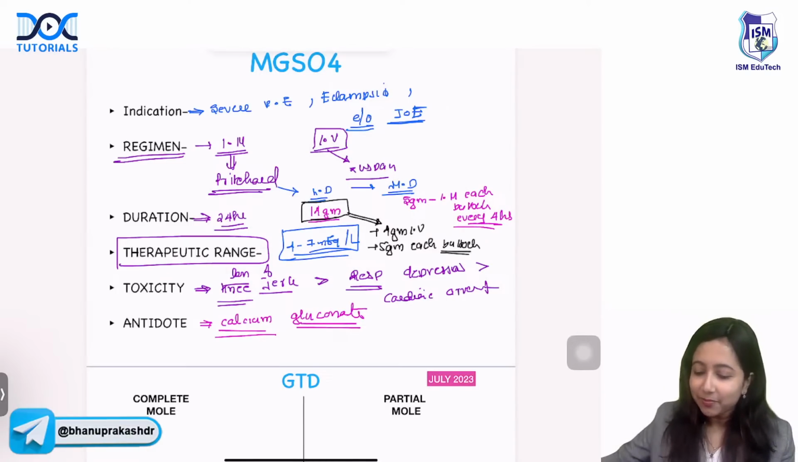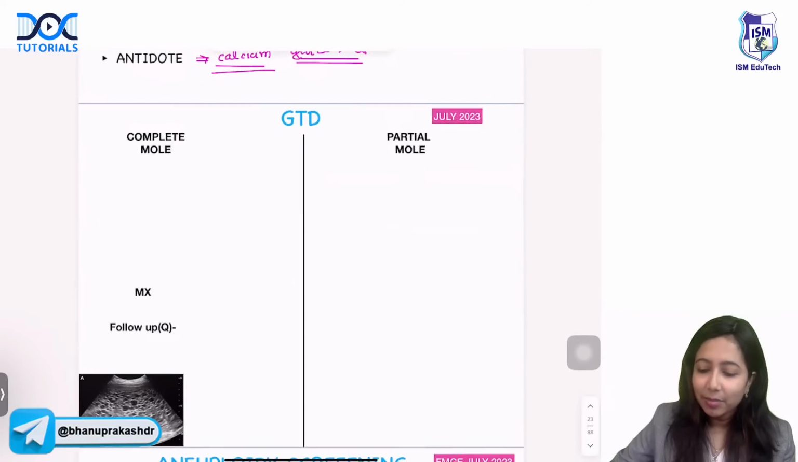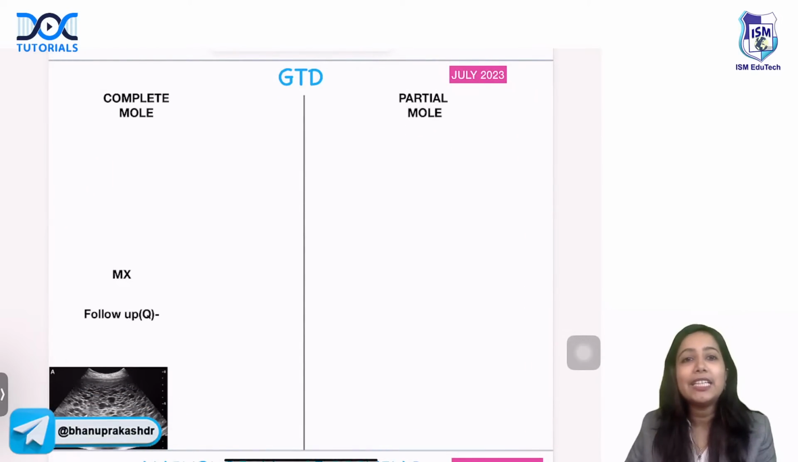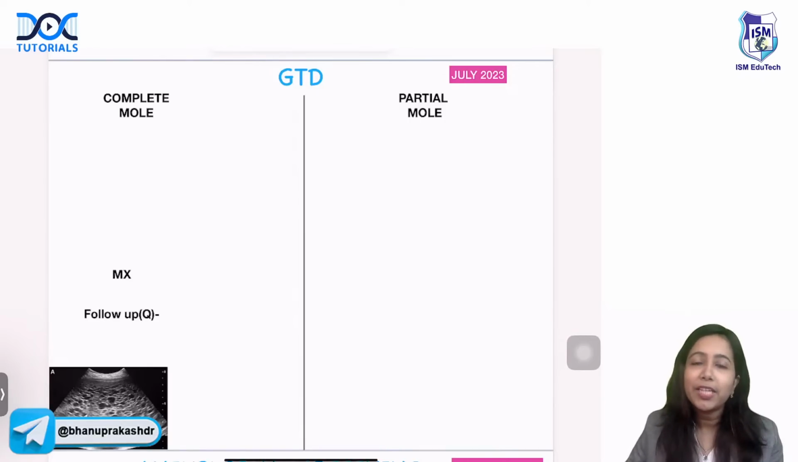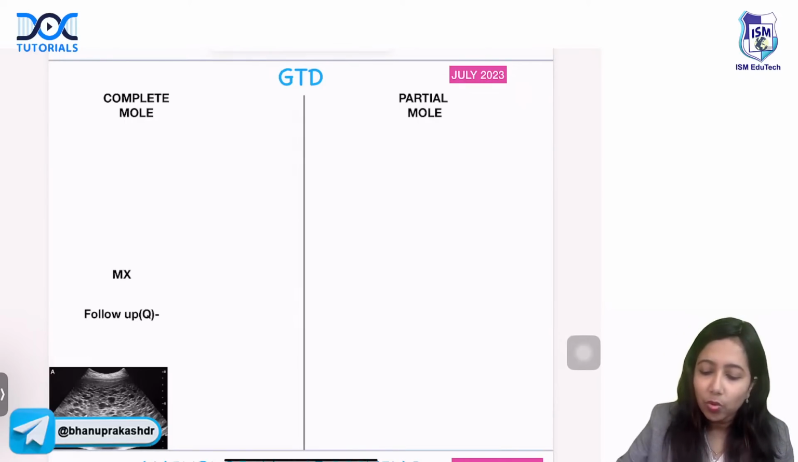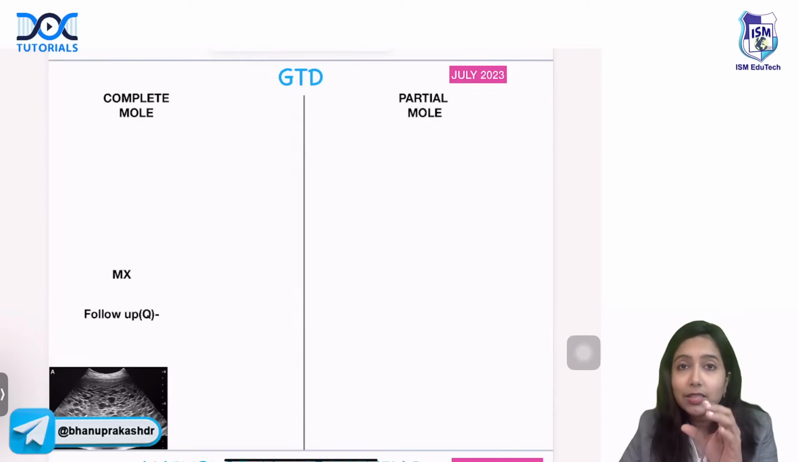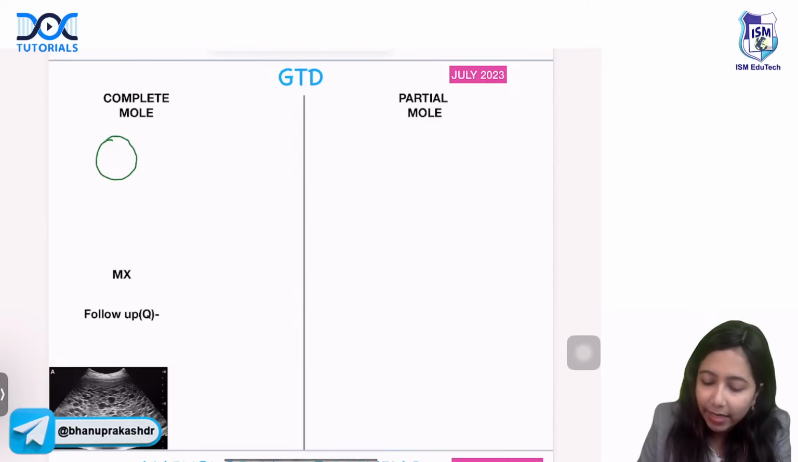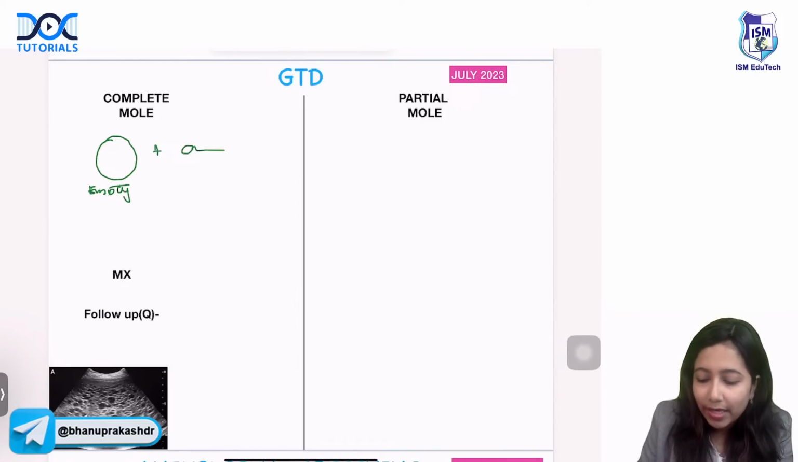All right. Next, coming to gestational trophoblastic disease or GTD. Basically there are two types: the complete mole and partial mole. What is the basic difference between them? In complete mole, there is an egg, an ovum, but that ovum is empty. There is nothing inside. You have an empty egg that is fused by a sperm.